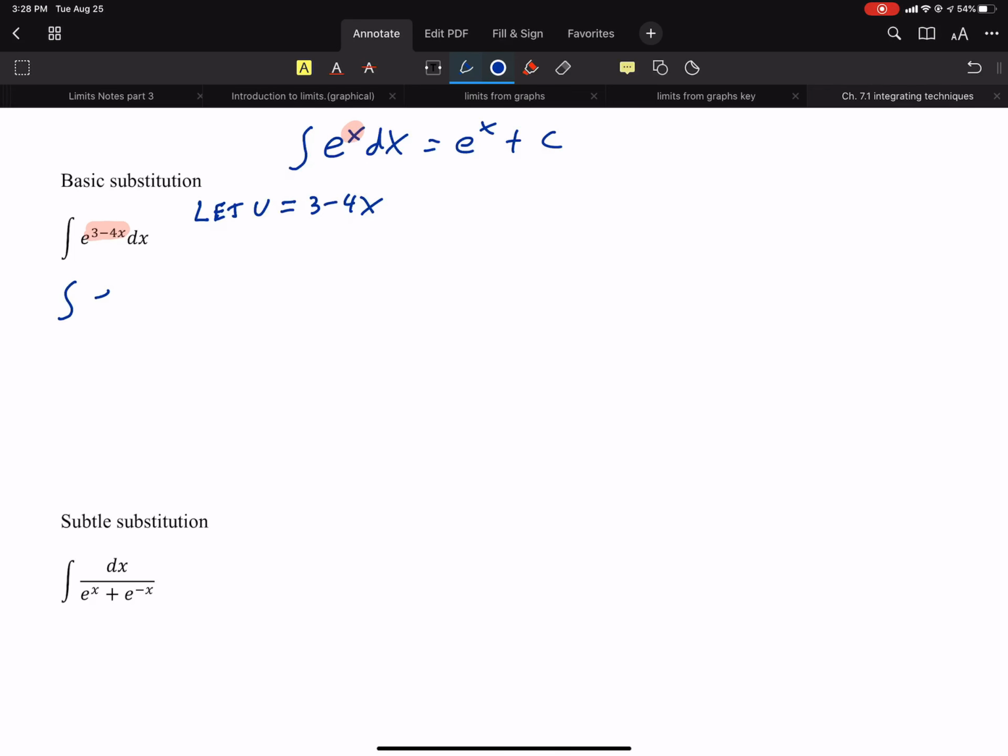So now that gets us e to the u, which is fine and dandy, except I need a du because our variable, as you can see here, is u. But how do I get a du based upon what I know? Well, I take the derivative of both sides here. So du: the derivative of 3 is 0, and the derivative of negative 4x is negative 4 dx. So I get this, and I say to myself, man, I wish there was a negative 4 dx here. That would be so awesome.